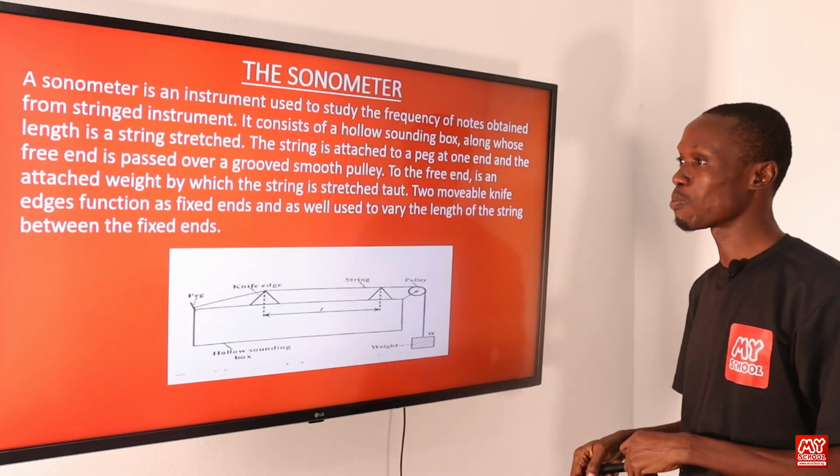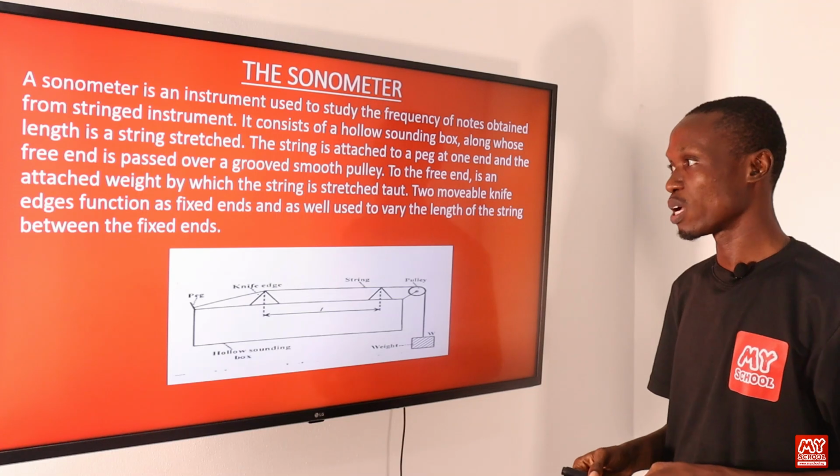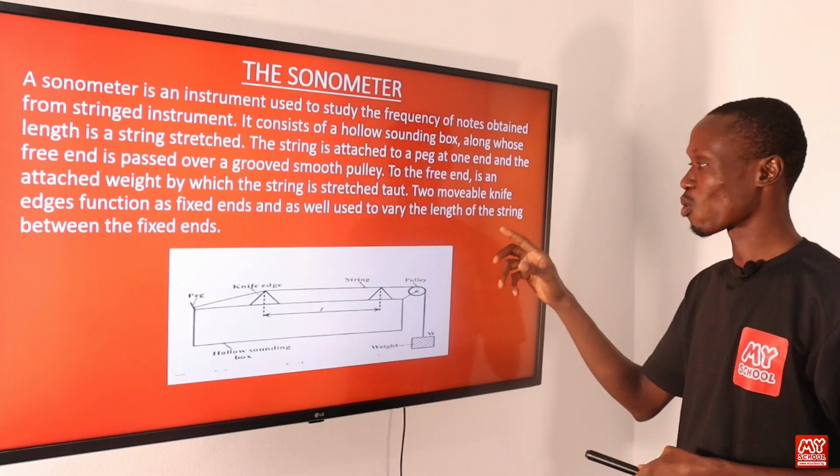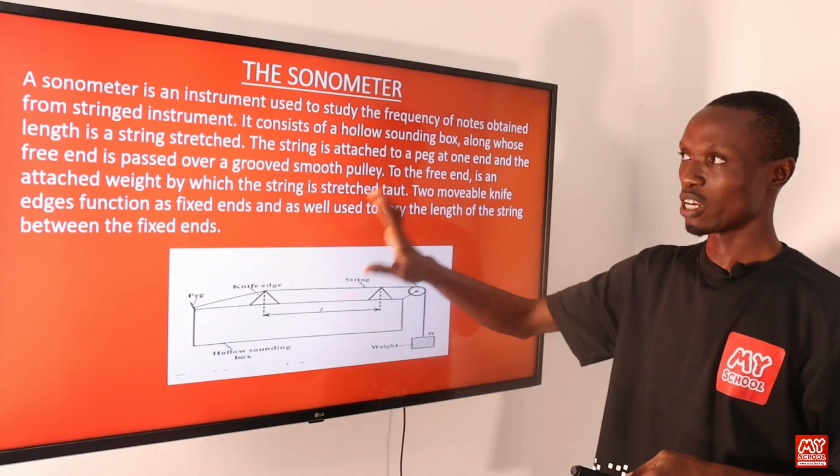So the two movable knife edges function as fixed ends and are as well used to vary the length of the string between the fixed ends. So let's move to the next slide.